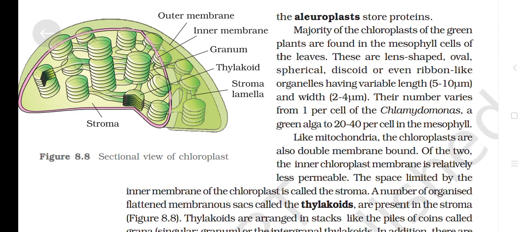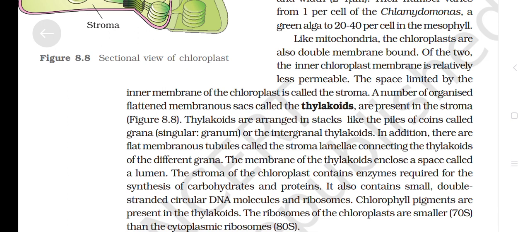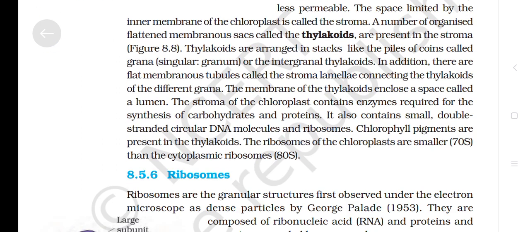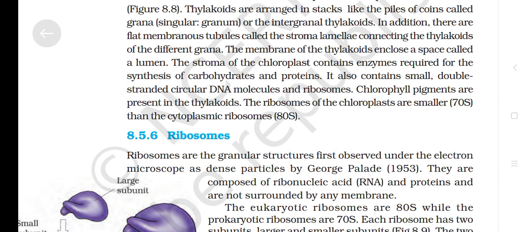Their number varies from 1 per cell of the Chlamydomonas, a green alga, to 20 to 40 per cell in the mesophyll. Like mitochondria, the chloroplasts are also double membrane bound. Of the two, the inner chloroplast membrane is relatively less permeable. The space limited by the inner membrane of the chloroplast is called stroma. A number of organized flattened membranous sacs called the thylakoids are present in the stroma, figure 8.8. Thylakoids are arranged in stacks like the piles of coins called grana, singular granum, or the intergranal thylakoids. In addition, there are flat membranous tubules called the stroma lamellae connecting the thylakoids of the different grana.